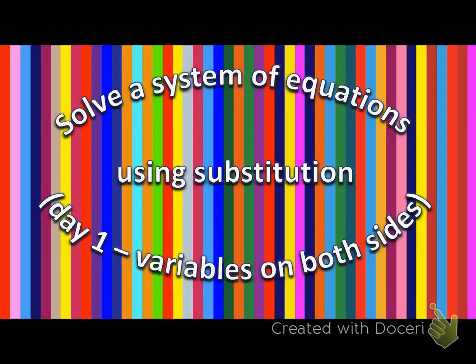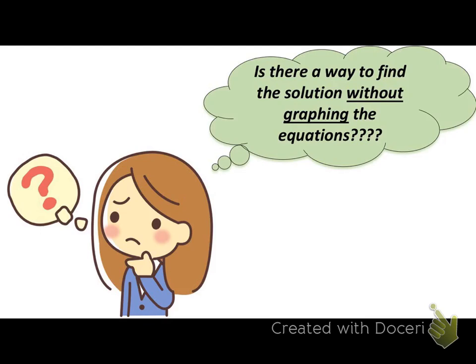In this video, you are going to learn how to solve a system of equations using what's called substitution. So here's the question. Is there a way to find a solution to a system of equations like this without graphing the equations? Like, what if I don't always want to graph them? Is there a way to find out where they cross so I don't have to graph them? And the answer is yeah.